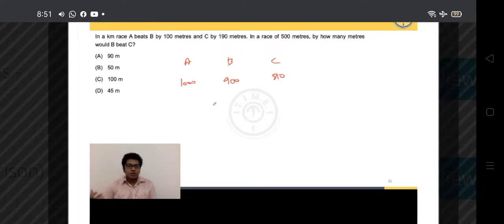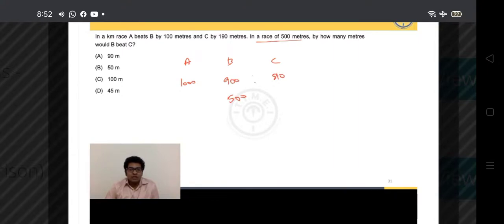So can I say the ratio of the speeds should also be this, 1000:900:810, because at a fixed time when he's traveled 1000, he has traveled 900 and he has traveled 810. So therefore the ratio of the distances is 1000, 900 and 810, which is the same as the ratio of the speeds, because the time is fixed. Now what is the question? In a 500-meter race, by how many meters would B beat C? In a 500-meter race, therefore when B has traveled 500, what would be the distance traveled by C?